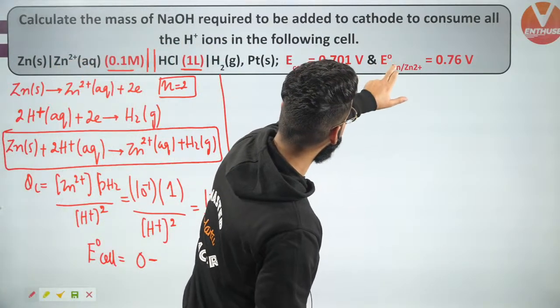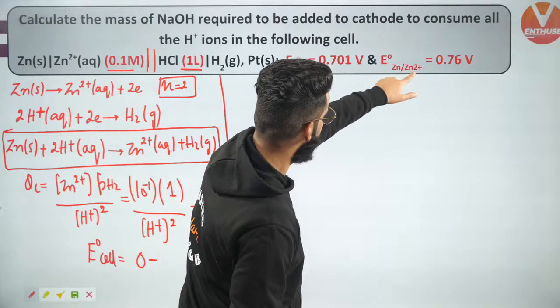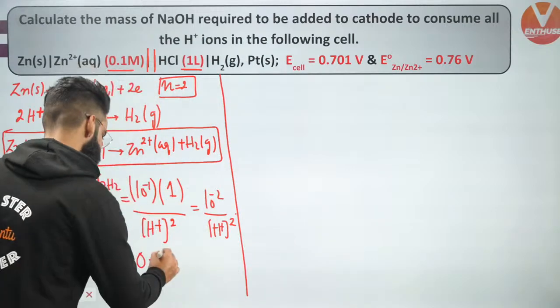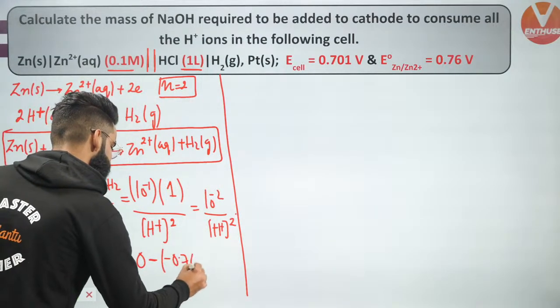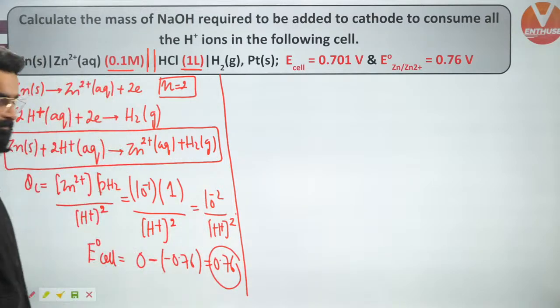Is this the standard reduction potential of zinc? This is the standard oxidation potential of zinc going from 0 to +2. So its standard reduction potential will be minus 0.76. Minus of minus 0.76, the value is going to come as 0.76. I got the value of E° cell.